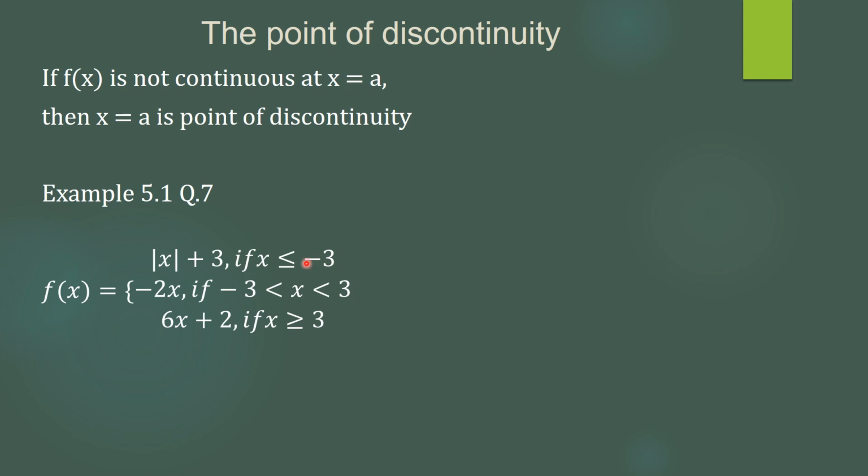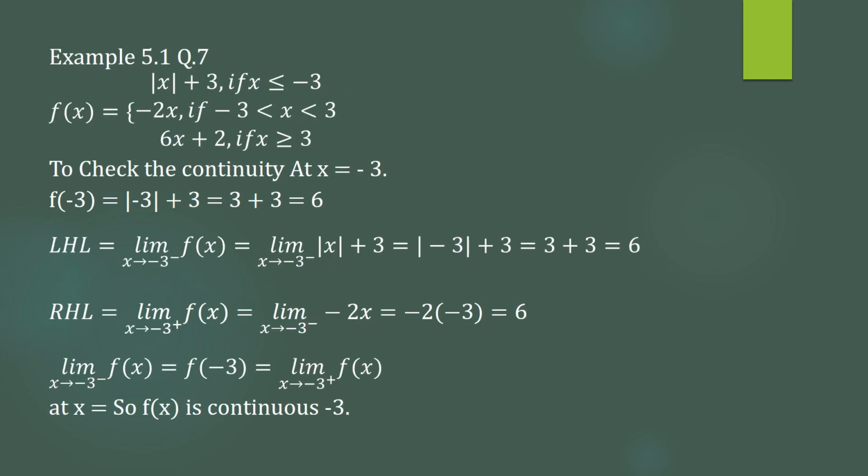So to check the discontinuity, first we'll check the continuity only. And if it is not continuous, we'll say that it is discontinuous. Now for that, we have to check the continuity at minus 3 and 3. So first we will check at x equal to minus 3. First we'll calculate f of minus 3. As the equality sign is here, we will use this function. So modulus of minus 3 plus 3, that will be equal to 6.